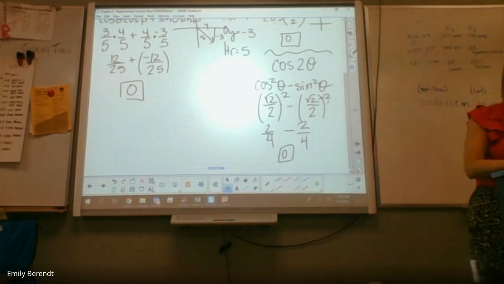So when you're on the unit circle, you can just use your unit circle values or use the identities. But when you're not on the unit circle, what do you have to use? Identities. Have to. No other option. If you're not on the unit circle, you have to use your identities. Last one. Conveniently, not on the unit circle.